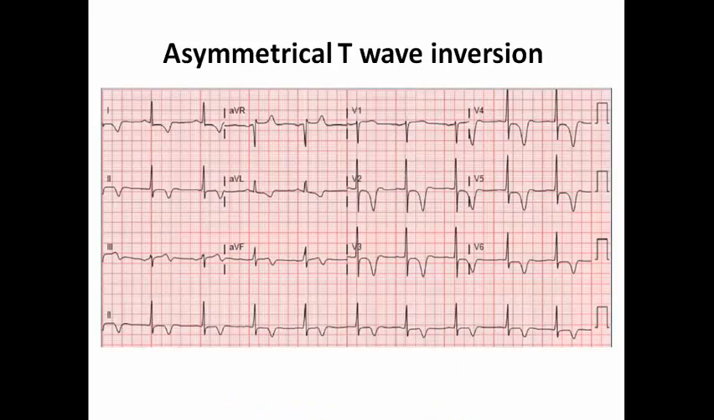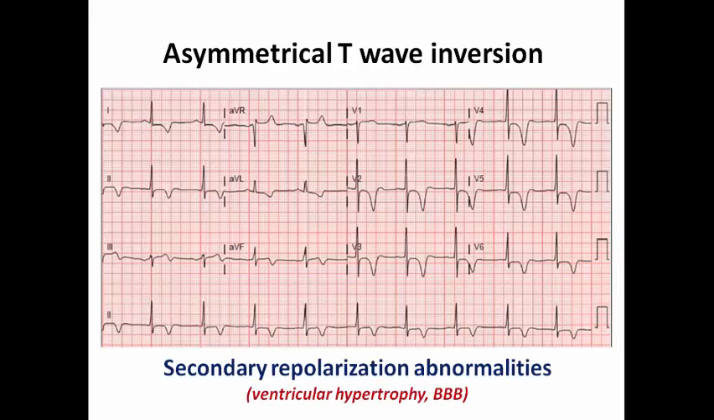Whereas the asymmetrical T wave inversion, in which the ascending slope is steeper than the descending slope, can occur as a secondary repolarization abnormality with ventricular hypertrophy or bundle branch block. So of course there is a big difference between the two.